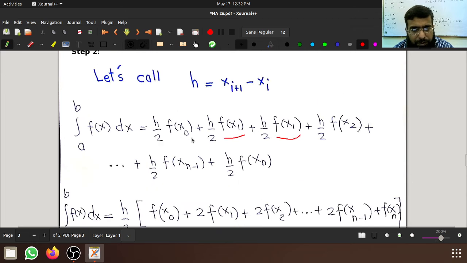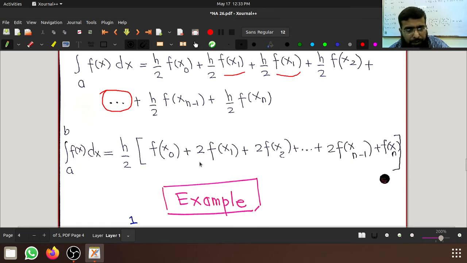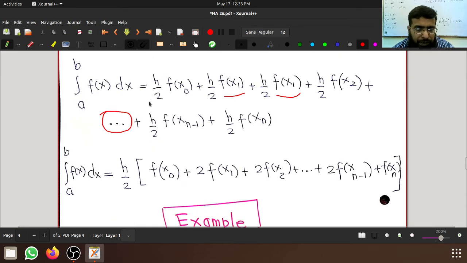So all terms between x naught and xn will be doubled. If we have f of x2 plus another f of x2, we have f of xn minus 1 here and another f of xn minus 1 here. Finally we take h by 2 common from all these terms, and we have f of x naught plus 2 times f of x1, 2 times f of x2, 2 times f of x3, 2 times f of xn minus 1, but here we'll have only one term of xn and only one term for x naught.